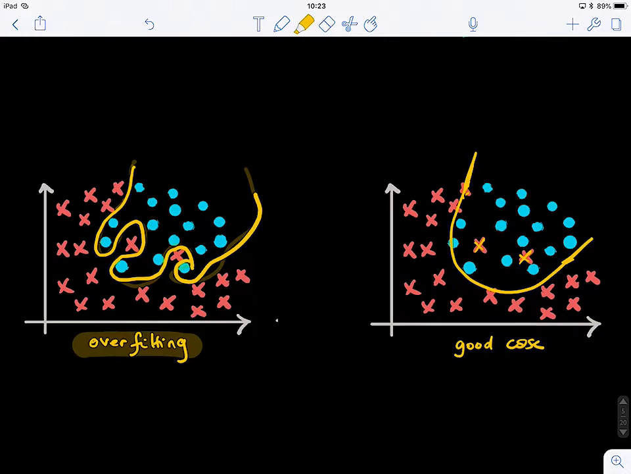Now, in the other case, the good case, we want to relax this constraint. So we smooth the boundary. We allow the model to learn a simpler representation, or a simpler mapping function f from the input to the target space. So in this case, we say that we have regularized.